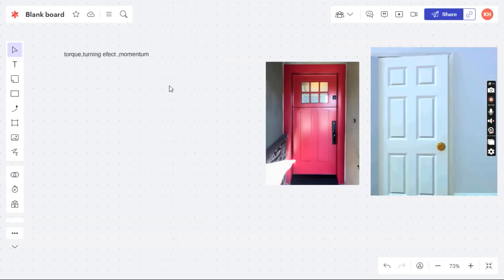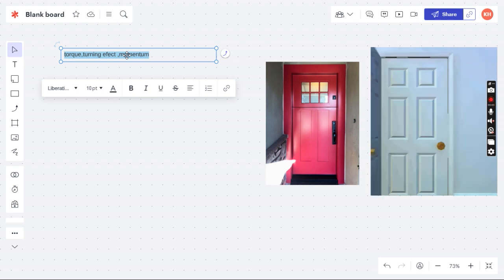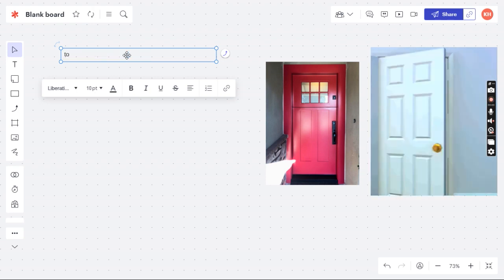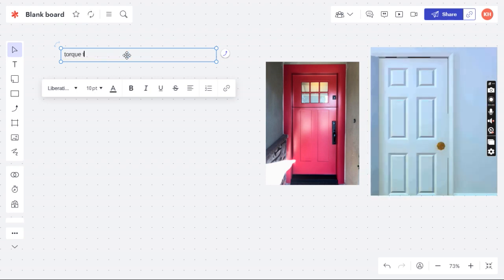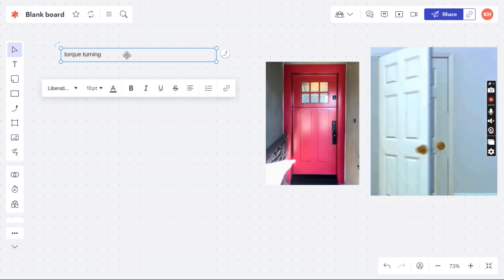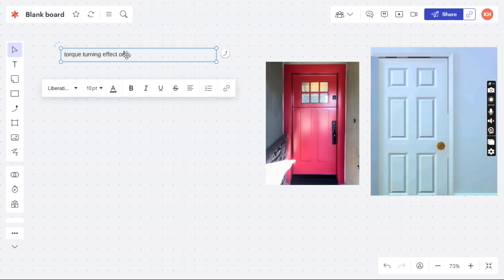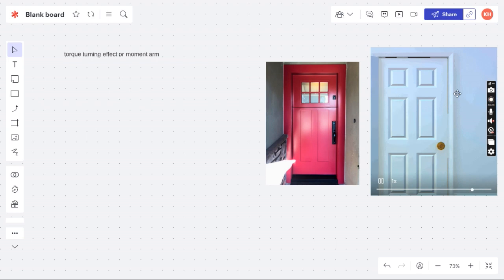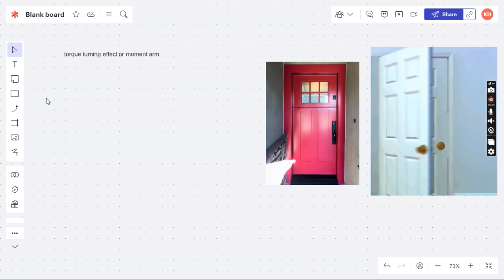So today I'm going to discuss a very important topic here, which is torque, the turning effect, or moment arm. This is not momentum, this is moment. Torque, turning effect, or moment arm. The basic term that we're going to use here is torque. So what is torque?